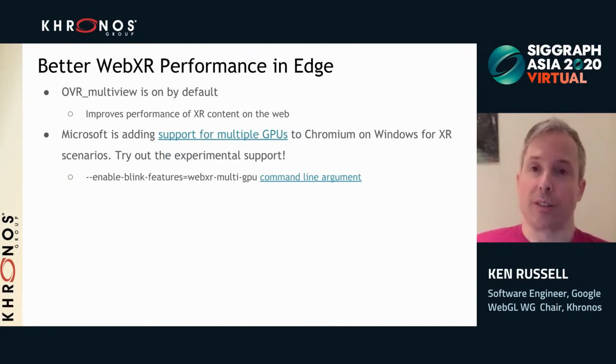Microsoft's Edge browser is offering better WebXR performance with a couple of improvements. First, OVR Multiview is on by default, and this improves performance of XR content on the web in general. Microsoft is also adding support for multiple GPUs to Chromium on Windows for XR scenarios. Try out the experimental support via the enable-blink-features=WebXRMultiGPU command line argument.